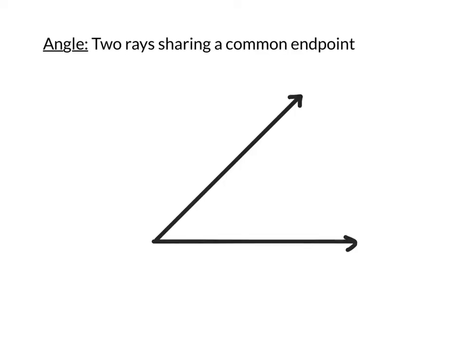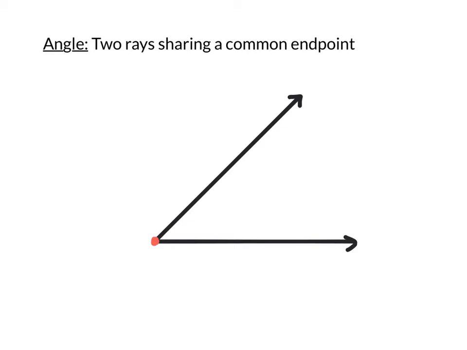In geometry, you were given this definition of what an angle is, and that is two rays that share a common endpoint. In this case, here is our common endpoint, and our two rays extend from that. In an angle, these two rays have a special name. They're called sides.